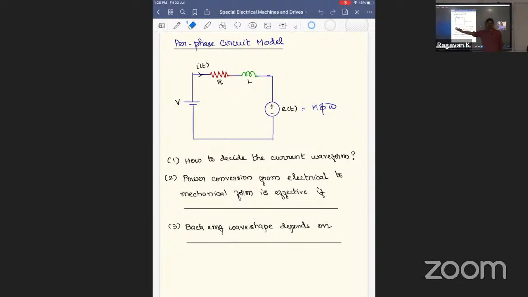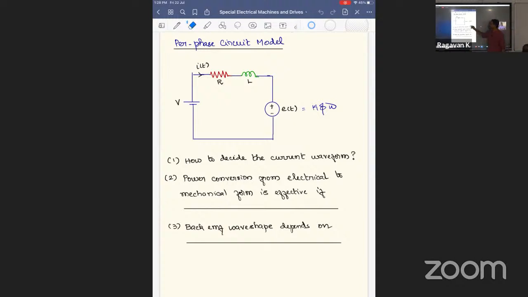When we apply a terminal voltage, a generating action happens. We want electrical energy to get converted into mechanical energy, and while doing so, generating action happens. That is called induced EMF or back EMF. So there is a terminal voltage, and there is a back EMF. The difference decides the amount of current that is flowing in the winding.